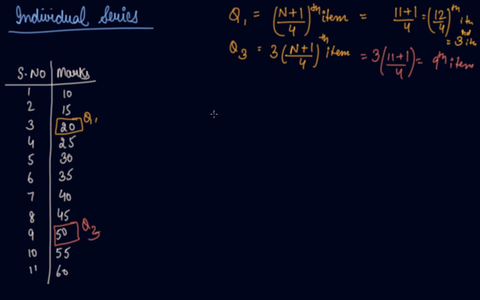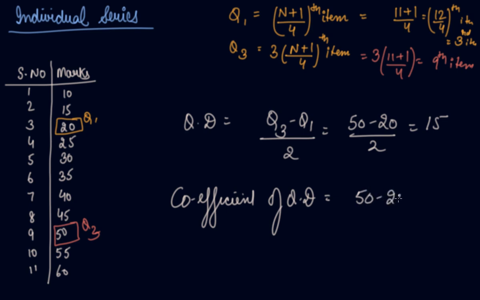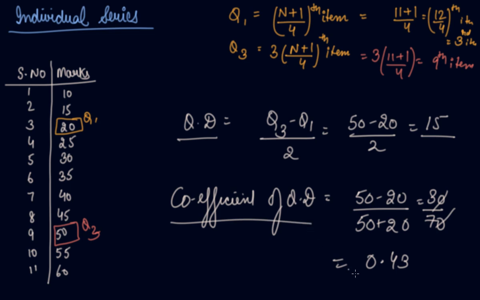Quartile 3 is 50. So the quartile deviation is Q3 minus Q1 divided by 2. Quartile 3 is 50, minus 20, divided by 2, which is 15. So your quartile deviation is 15. Now the coefficient of quartile deviation we can find out: 50 minus 20 divided by 50 plus 20, which is equal to 30 divided by 70, 0.43. So your quartile deviation is 15, and your coefficient of quartile deviation is 0.43. This is the absolute measure of dispersion and this is the relative measure of dispersion. This is how you calculate the quartile deviation in the case of individual series.